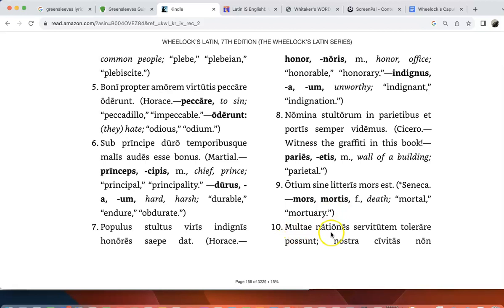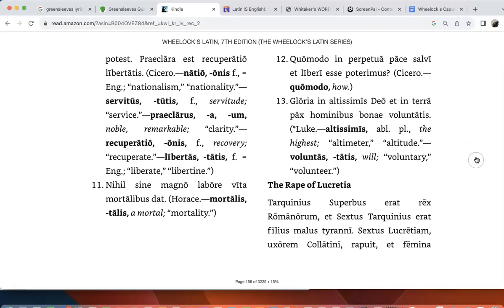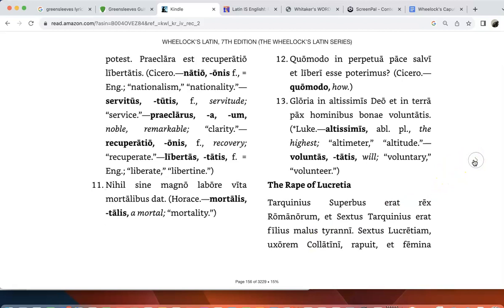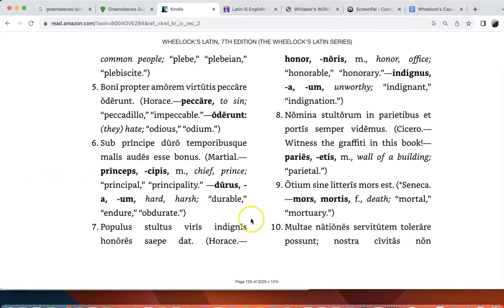All right, decem multinationes servitutem tolerare possunt, nostra civitas non potest, praeclara est recuperatio libertatis. Yeah, this one is a long one here. So many nations, I guess, are they using nations here? Let me see, okay. Nationalism, nationality, because nation state is more of a modern development.